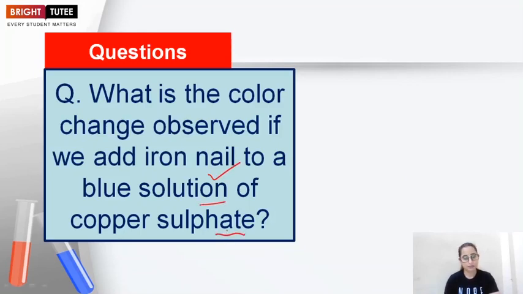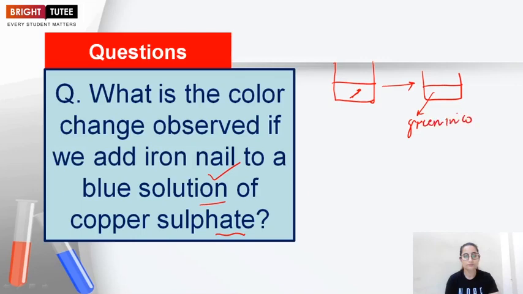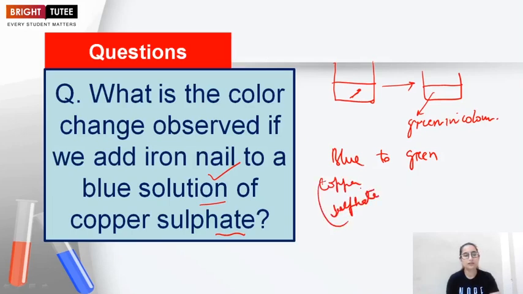Next, what is the color change observed if we add an iron nail to the blue solution of copper sulfate? Basically, you had copper sulfate, which is the blue colored solution, and you put an iron nail into it. The resultant solution is green in color. So the color change obtained is from blue to green. Blue is the copper sulfate solution and it produces iron sulfate, which is green in color, right? This was the chemical change.